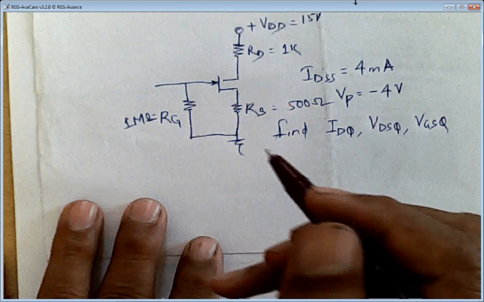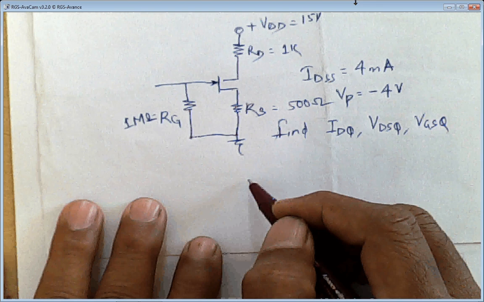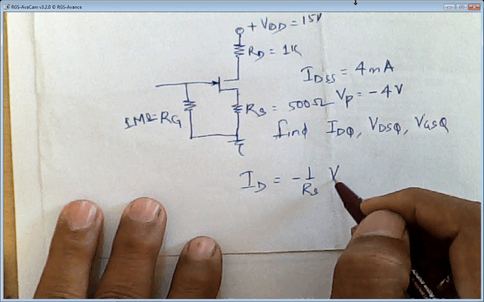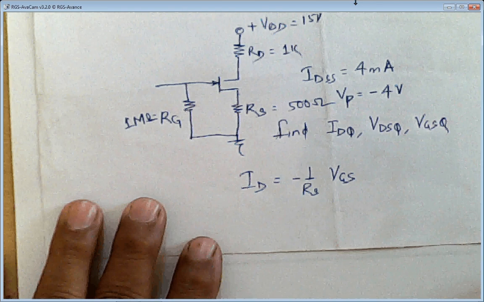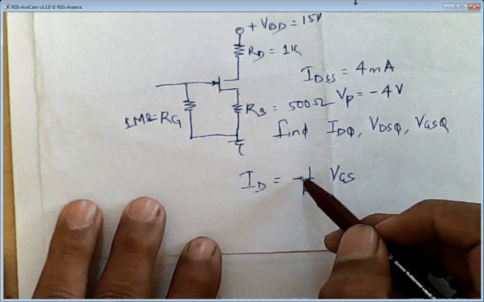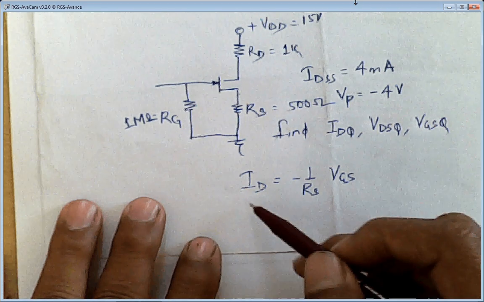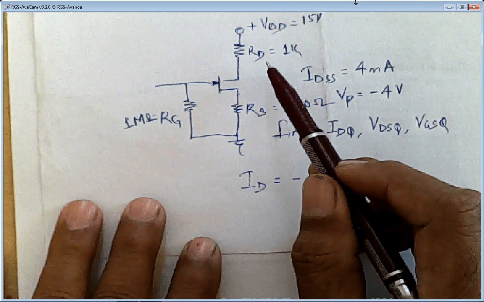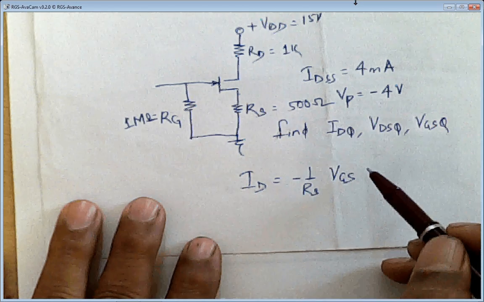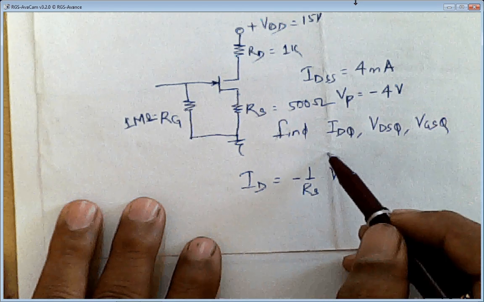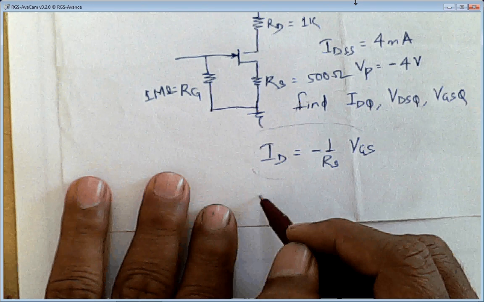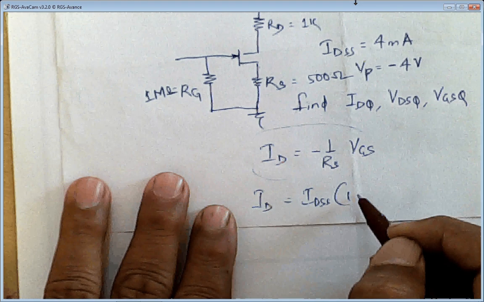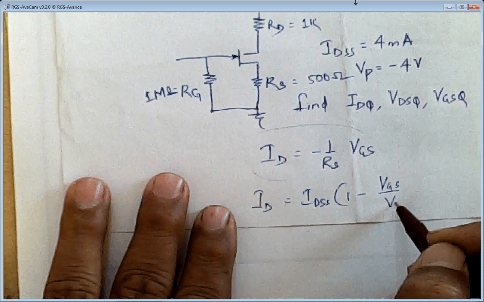The first equation says ID is equal to minus 1 upon RS into VGS. RS is given here, which is equal to 500 ohms. VGS is not given, but taking this equation and putting it in the Shockley equation, which says ID is equal to IDSS into (1 minus VGS by VP) whole squared.